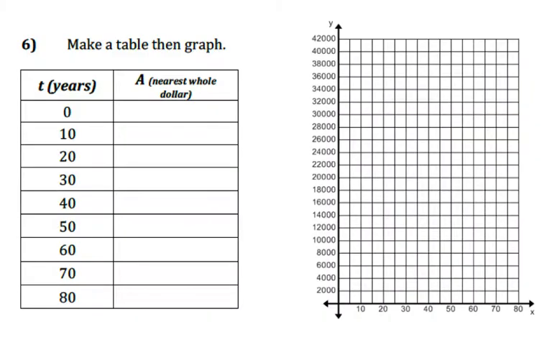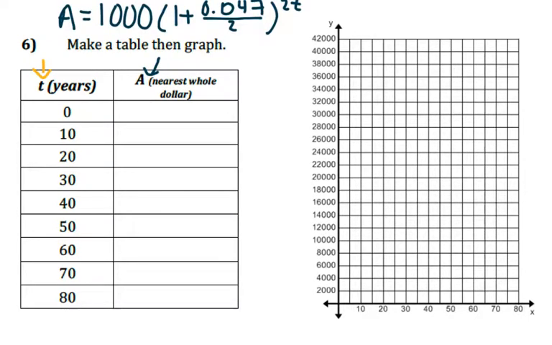Now, using that equation we just found in number 5, we're going to substitute in the values for T, which are on the left side of our table, and find A, or the account balance after that many years, rounding to the nearest dollar. When we substitute in 0 for T, remember that turns our exponent to 0, which brings all the parentheses, everything inside there, 1. And 1 times 1,000 is 1,000, or it just gives us our initial investment, or initial amount.